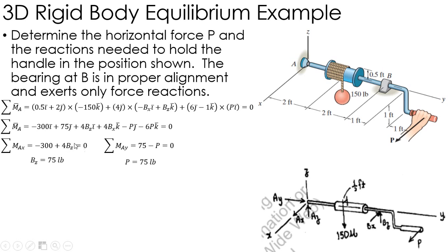Do the same thing with my j components. I have 75 and I have negative P. So 75 minus P also equals 0 because it's an equilibrium. P equals 75. Finally, I have 4Bx in the k direction minus 6P in the k direction. So 4Bx minus 6P also equals 0 because it's an equilibrium. Again, I know that P is 75, plug that in, I get Bx equals 112.5. So those are my moment equations.